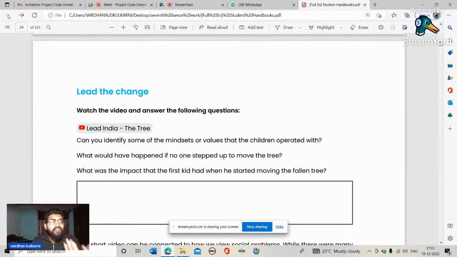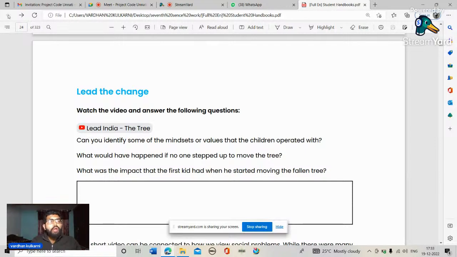So, can you identify some mindsets or values the children operated with? He was determined that he had to move the trunk which had fallen on the street, in order to get the ambulance to move from point A to point B. He also wanted to be the change, so that he could change the mindset of the people and initiate them in social action, so that they can solve social problems. That was the mindset they had.